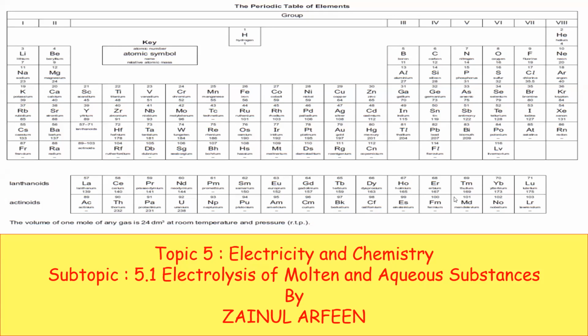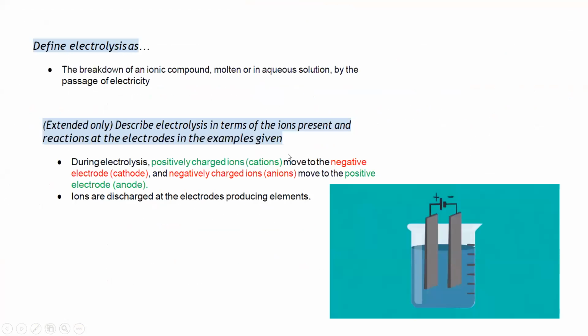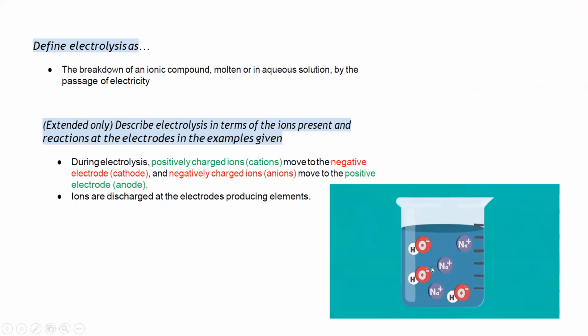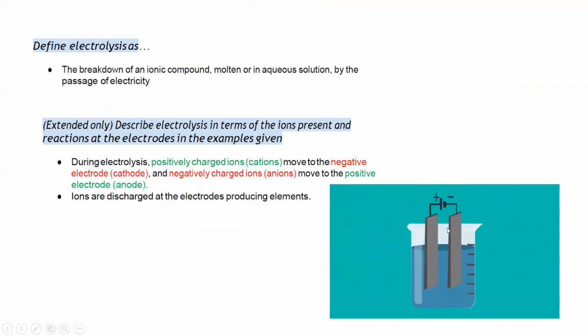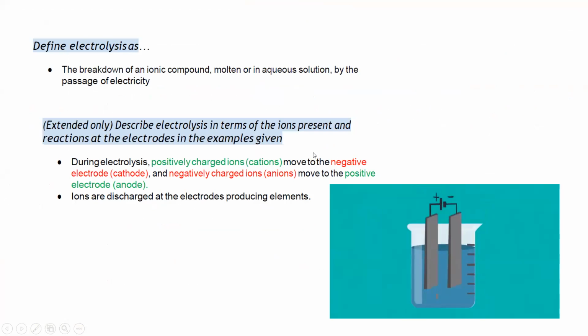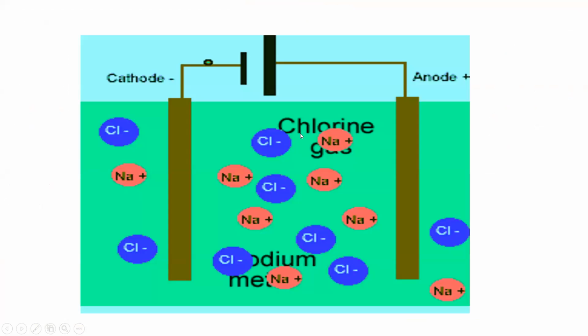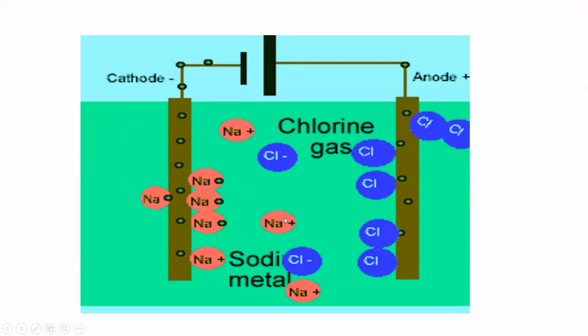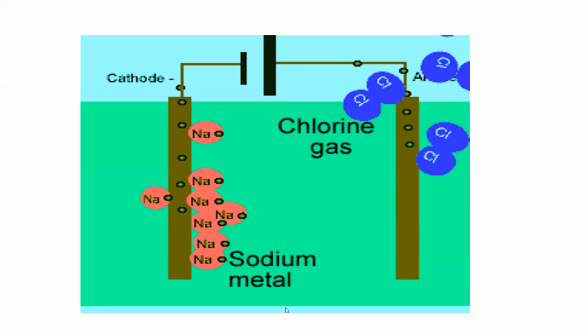So topic 5, which is about electricity and chemistry, we were discussing the electrolytic cell. As you can see, the electrolytic cell consists of positive and negative charges which are present. The moment we pass the current, these charges start to move towards their respective electrodes. The positive terminal is known as the anode, the negative terminal is known as the cathode. Now you can see this is also a working of an electrolytic cell.